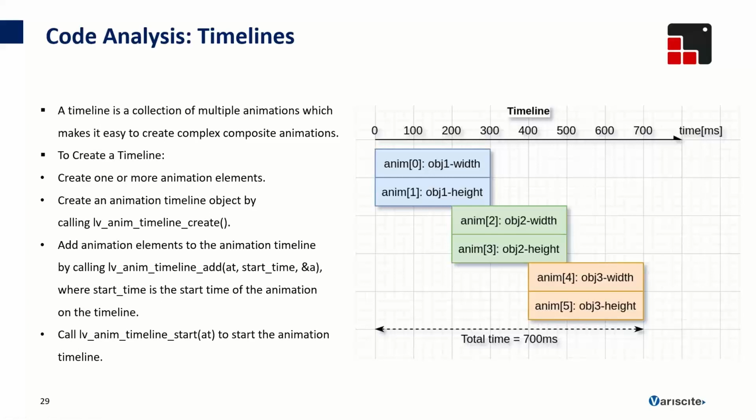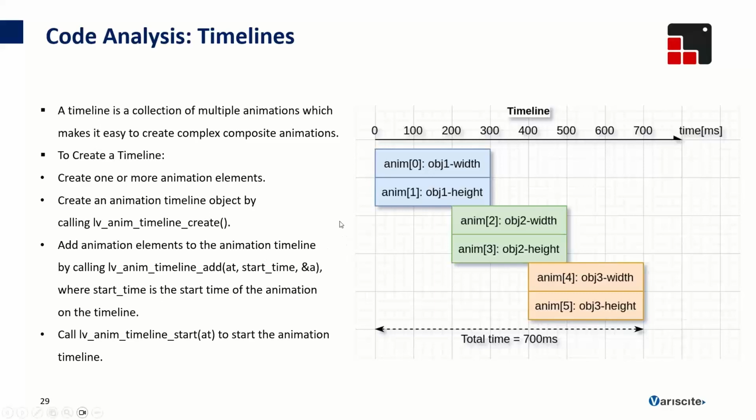Basically, there is a timeline that is the time that elapses between one animation and the other. The time is always expressed in milliseconds. We will associate two different callbacks for each object, one managing the width and one managing the height. And we will have this for object 1, object 2, and object 3. The animation for object 1 will start at time 0 and will end at time 300. The animation for object 2 will start at 200 and will end at 500. The animation for object 3 will start at 400 and stop at 700.